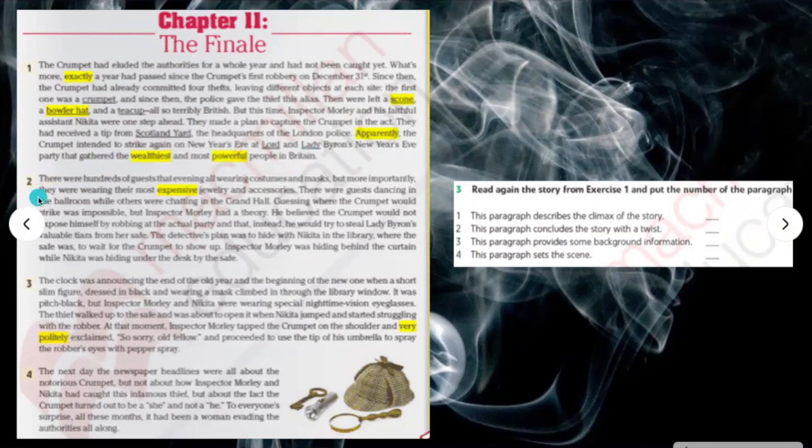Paragraph number 2. There were hundreds of guests that evening, all wearing costumes and masks, but more importantly, they were wearing their most expensive jewelry and accessories.